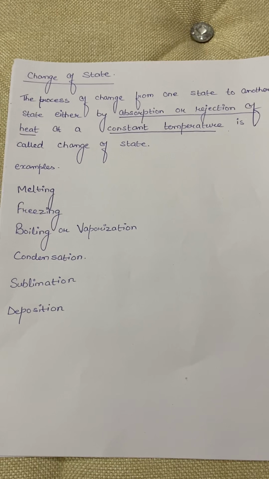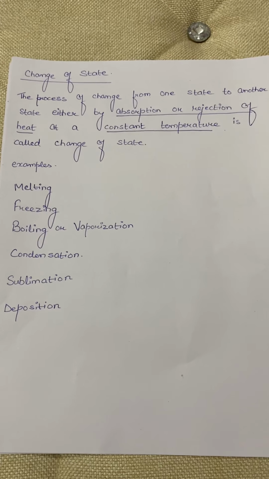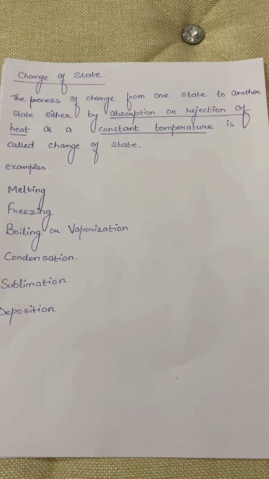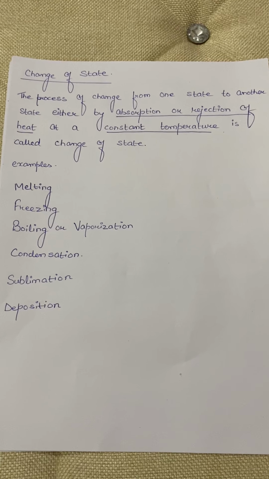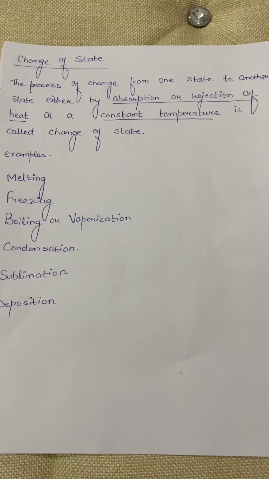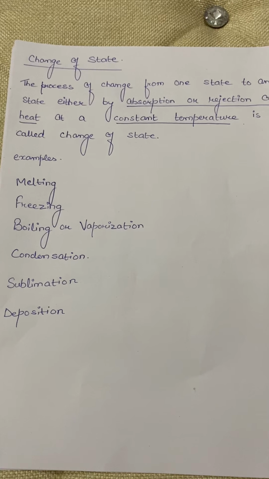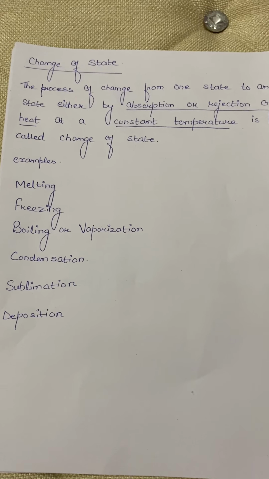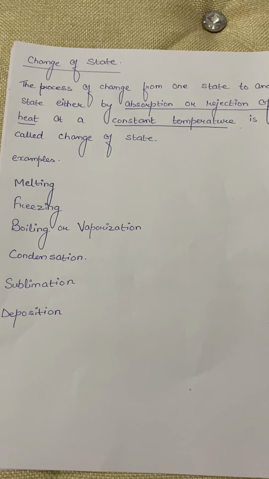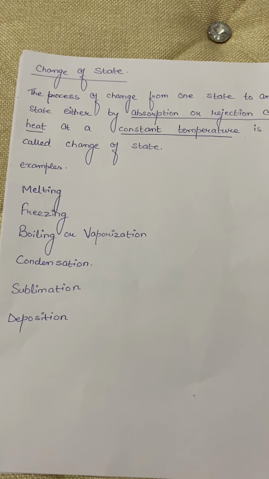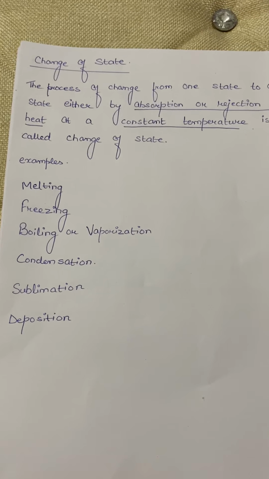Now, what happens when a liquid changes into gas or vice versa? When a liquid is heated, it changes into its vapor or gas form at a fixed temperature. This process is called boiling or vaporization. And the reverse happens when this vapor is cooled, that is, the vapor condenses into liquid at the same temperature. So this process will be known as condensation.